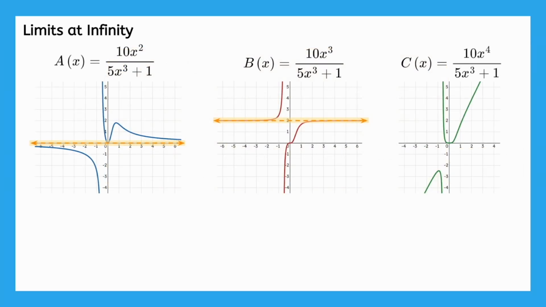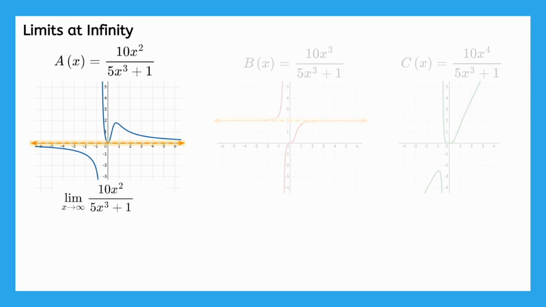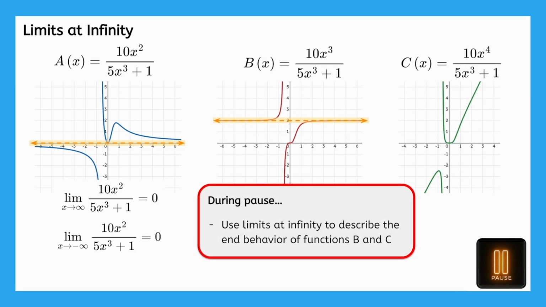Let's use limits at infinity to describe the end behaviors of these functions. For example, since function a goes to 0 as we go forever to the right, the limit of a of x as x approaches positive infinity is 0, and so is the limit of a of x as x approaches negative infinity, because the function approaches 0 on the left end as well. Pause the video and write the end behavior of functions b and c using limits at infinity.